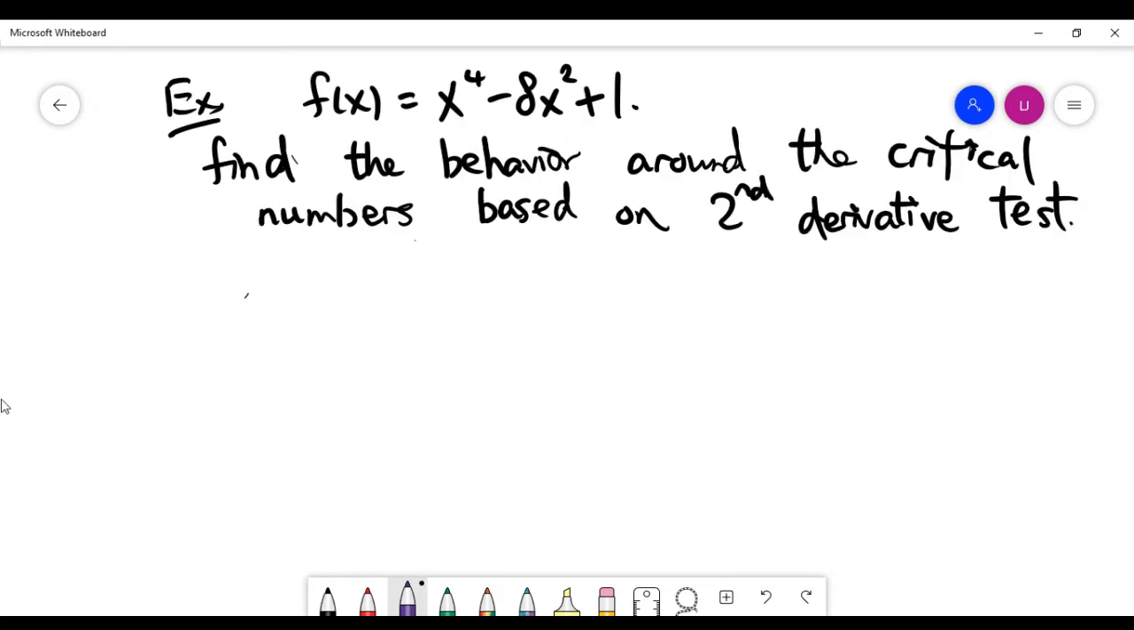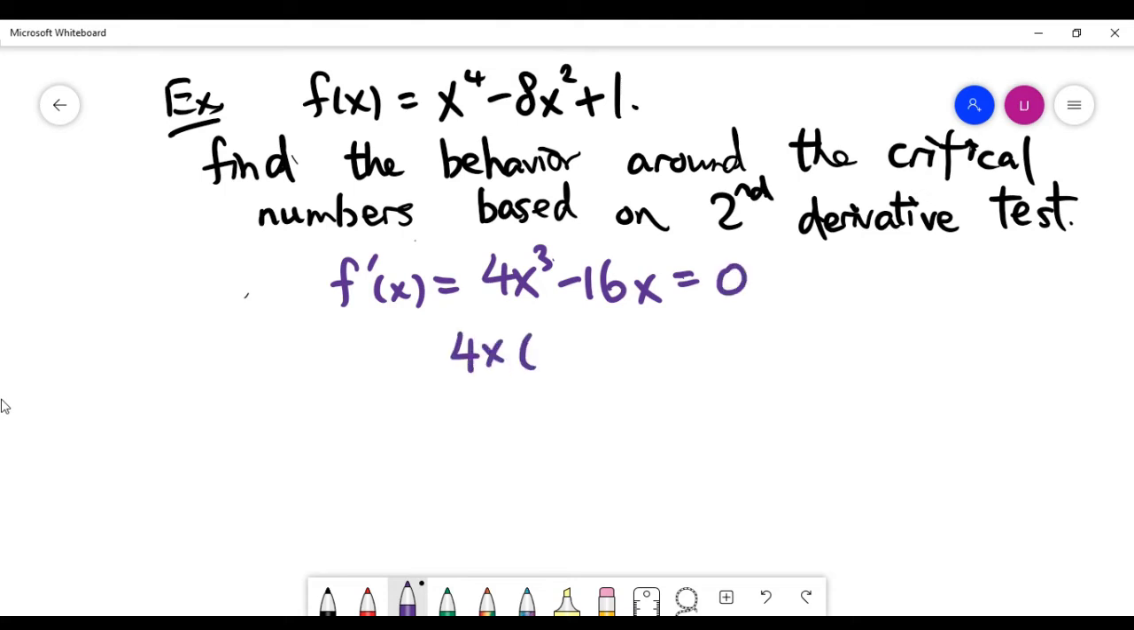So let's look at the current example together. You're given a function. You're asked to find the behavior around certain critical numbers based on the use of the second derivative test. The first step is to find all the critical numbers first. So you need to find f prime. And in this problem, f prime is 4x cubed minus 16x, right? And all the critical numbers x can be obtained by setting it equal to 0. And I believe you're able to solve this problem.